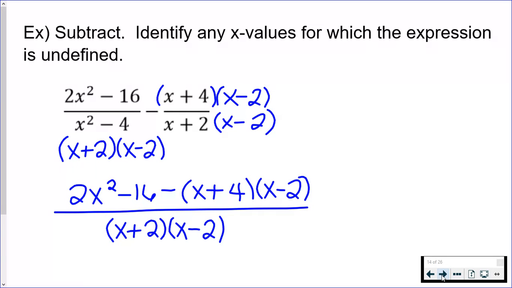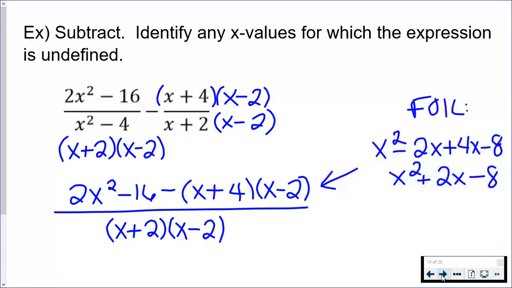So when you have a problem like this, I highly suggest you FOIL first and you don't worry about the minus sign just yet. So what I'm going to do now is multiply x plus 4 times x minus 2. So FOILing, x times x is x squared, x times negative 2 is negative 2x, 4 times x is positive 4x, 4 times negative 2 is negative 8. So combining those middle terms, negative 2x and positive 4x, you end up with x squared plus 2x minus 8.